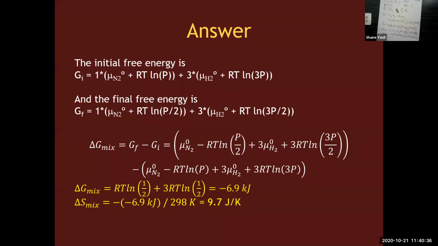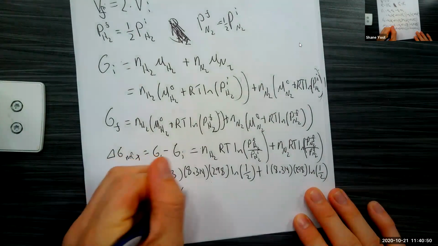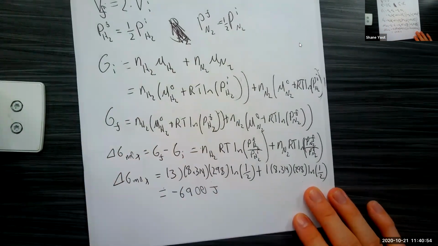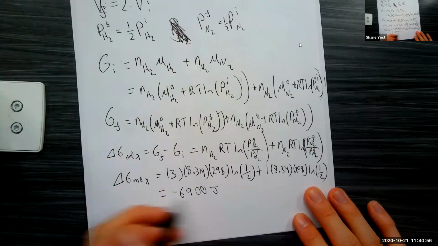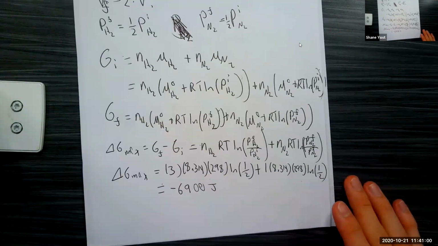Here I didn't even show the actual numbers for R and T in the slides. In my written out work, this would give me about negative 6,900 joules, and then to convert to kilojoules I just divide by 1,000. Did I get a different number than what you got? I got 6869, which is fine for that.